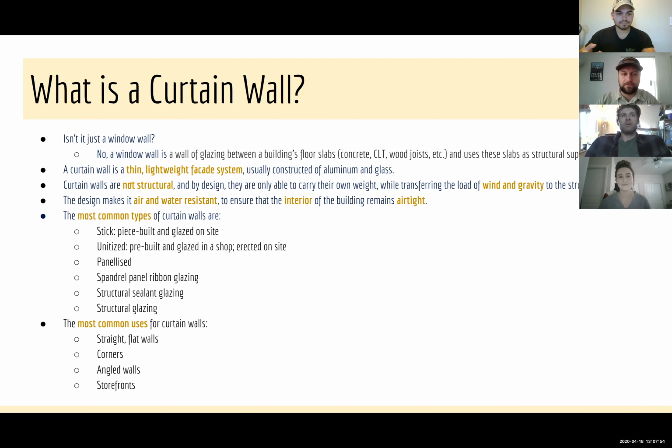So what is a curtain wall? Is it not just a window wall? The answer to that is no. A window wall is a wall of glazing between a building's floor slabs, such as CLT, concrete, wood joist, and other traditional materials, and uses these slabs as structural support.